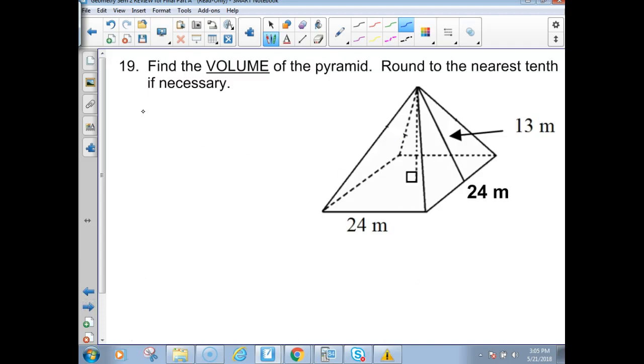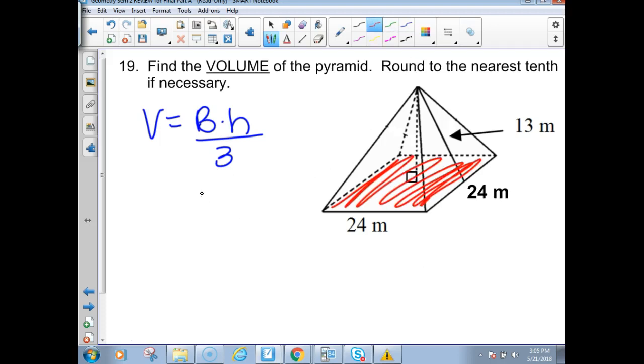20, find the volume of the pyramid. Volume of a pyramid is area of the base times the height divided by 3 because it's pointy. It's on your formula sheet. Big B means area of the base. The area of this base would be a square, 24 times 24. That's your big B. Times your height. Uh-oh. Don't have the height. The slanted height is given, and that's not the one we need. We need this height inside of here. How long would it be from this center to the edge? Cut this in half. It's going to be 12.